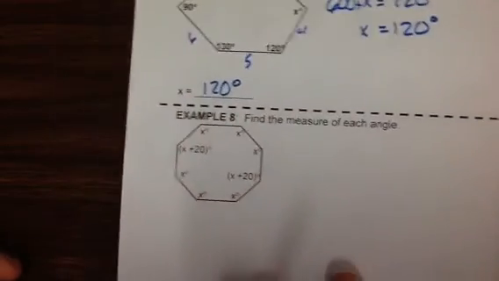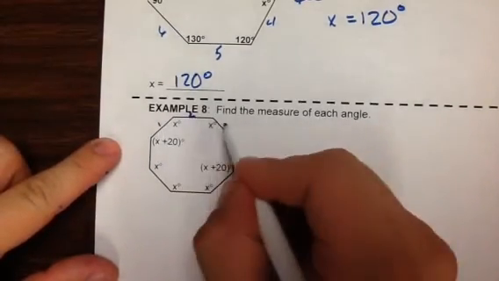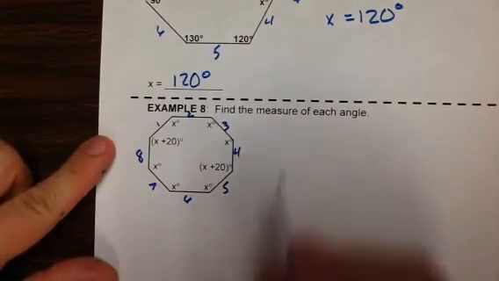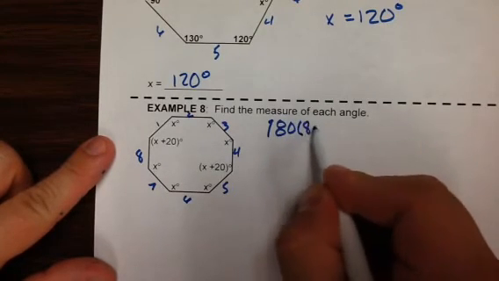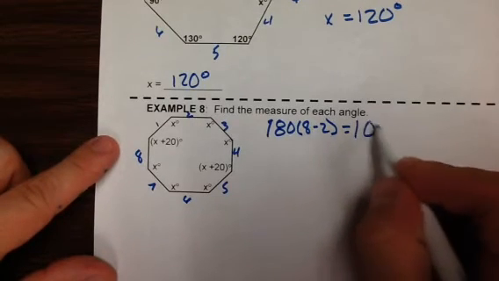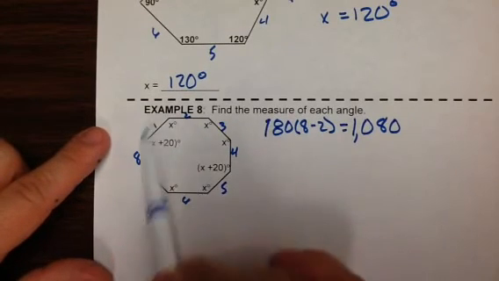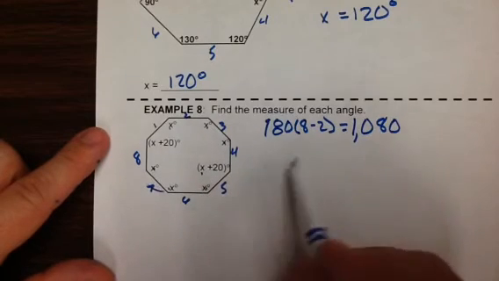Look at our next problem. Find the measure of each angle. Well, this one's a little bit different, but the very first step I've got to figure out, we've got 8 sides, which makes it an octagon, so I would say the sum of my angles would be 180 times (8 minus 2), which is 1080 degrees. And I'm going to add the sum up, so I've got 1, 2, 3, 4, 5, 6, 7, 8 x's.